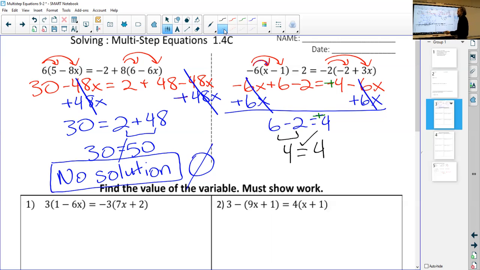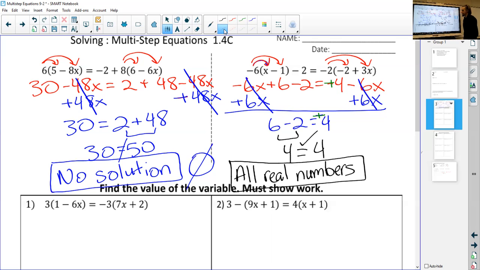So instead of no solution, now it's all the solutions. So we call this all real numbers. And there is our answer, okay?